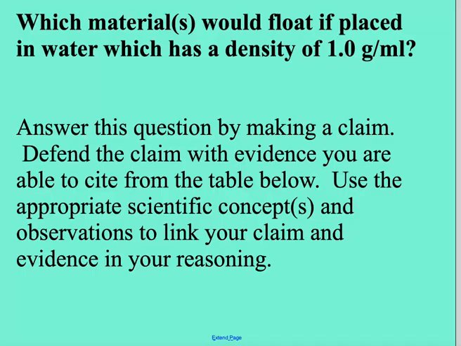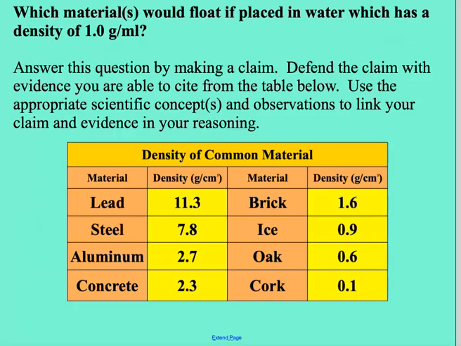So here's our practice CER that you went through. If you're watching this video, you probably either missed it, you were gone that day, or you're going back to review it and using this to help hone your CER skills before the next test. So the question is, which materials would float if placed in water, which has a density of 1 gram per milliliter? Here's your data. When we look at this data, you've got your materials here and you've got your densities here. What you would need to do is look at this and figure out which ones float.